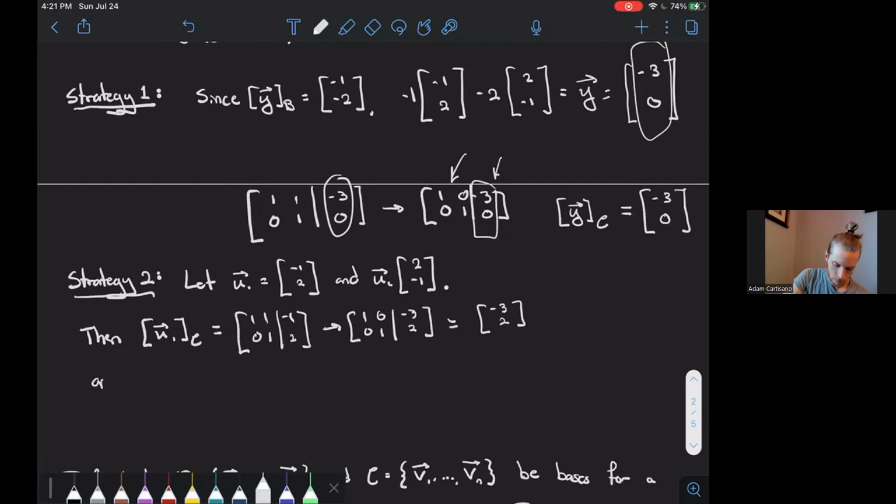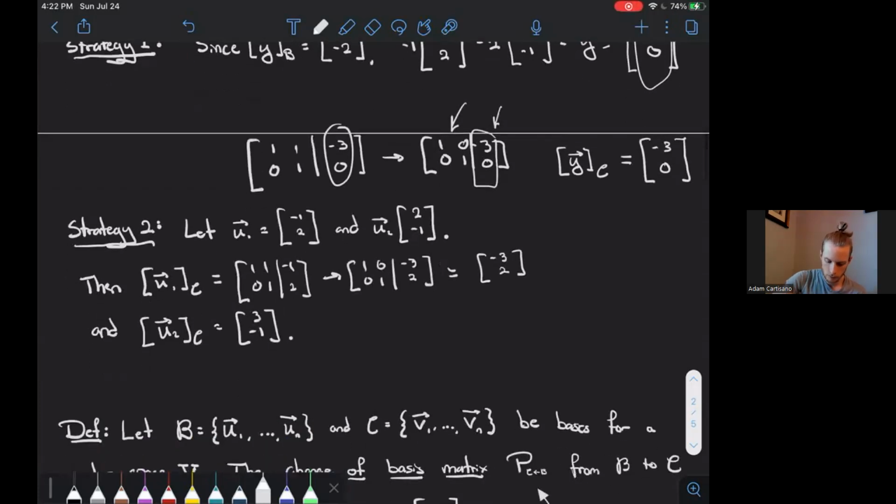Also, for u2 with respect to c, for the same reason, just put a 2 and a -1 down here, and then subtract row 2 from row 1. And you'll end up with (3, -1). Okay? And now the question is, what is the coordinate vector of y with respect to c?